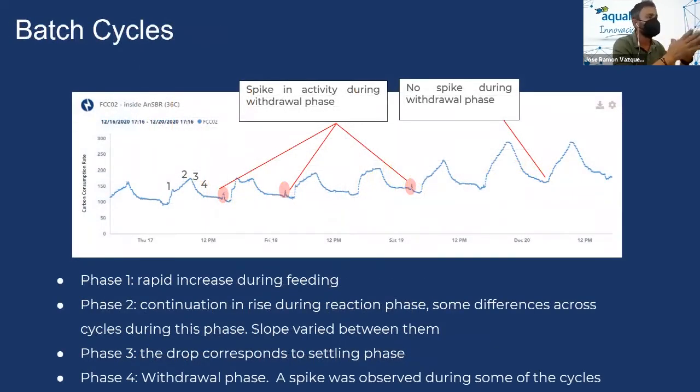And then we also had another challenge: we had a very short amount of time to do our experiments. Here you can see how the signal evolves with the different phases of the anaerobic SBR reactor. You have an increase during the feeding, and once you stop the feeding, you reach a peak. Then the organic matter is removed by the bacteria, so the signal drops. When you see this plateau, it means that the organic matter has been totally removed.